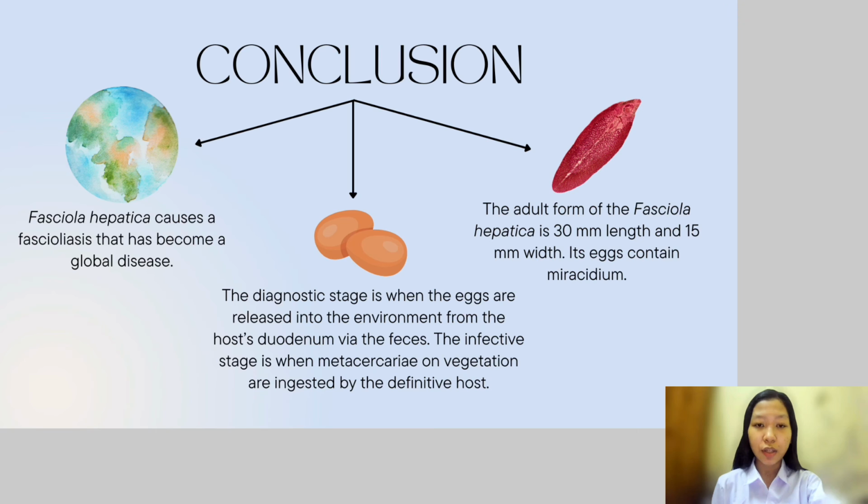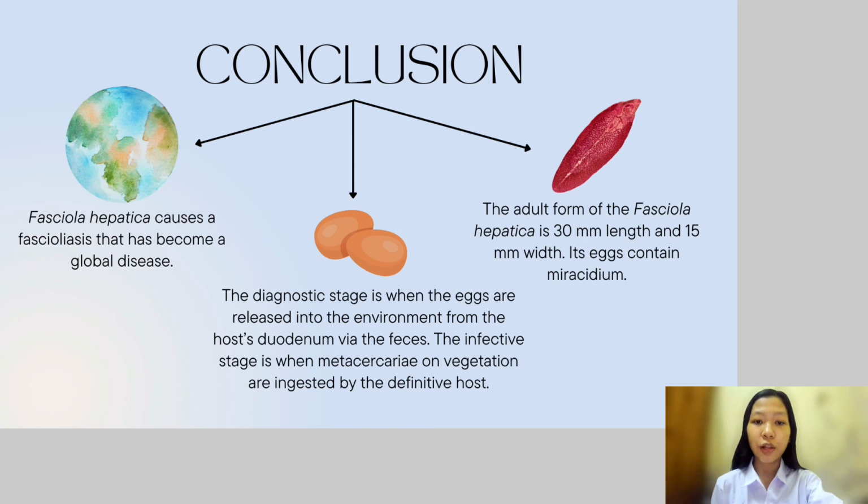My name is Nanditanas, and now I will explain the conclusion of our student project. Fasciola hepatica causes a human infection that has become a global disease in many countries with an estimated 17 million infected. Fasciola hepatica is a parasite that causes a disease called fasciolasis. It infects the liver of mammals, including humans. The adult form is large, with a length of 30 mm and a width of 15 mm. The eggs of this parasite contain an immature larva called miracidium.